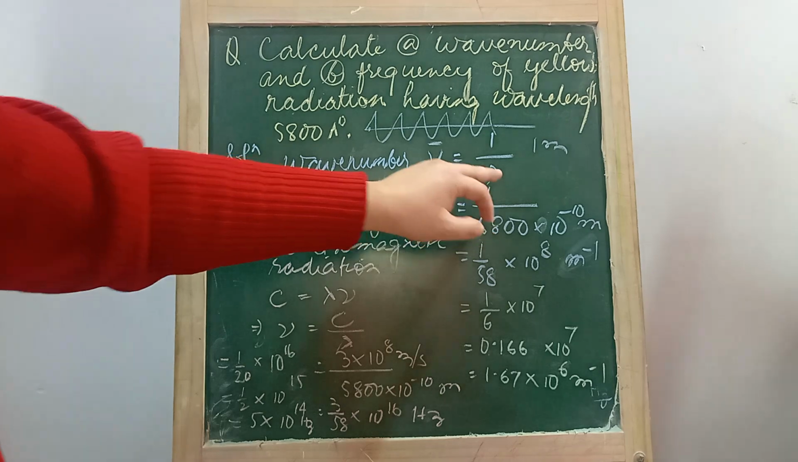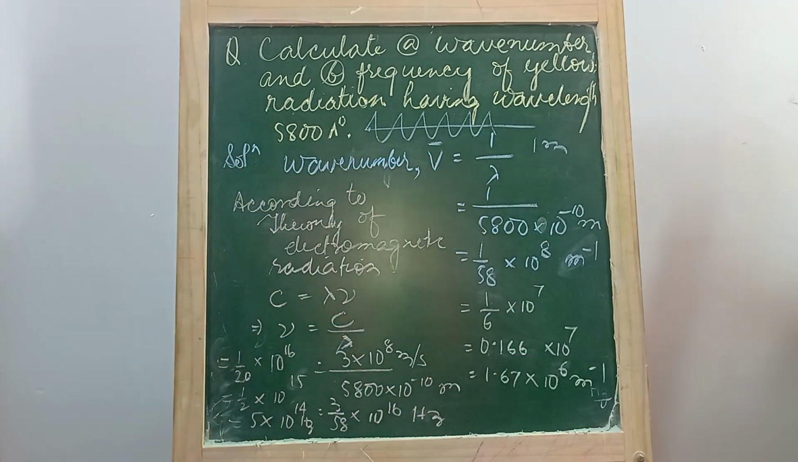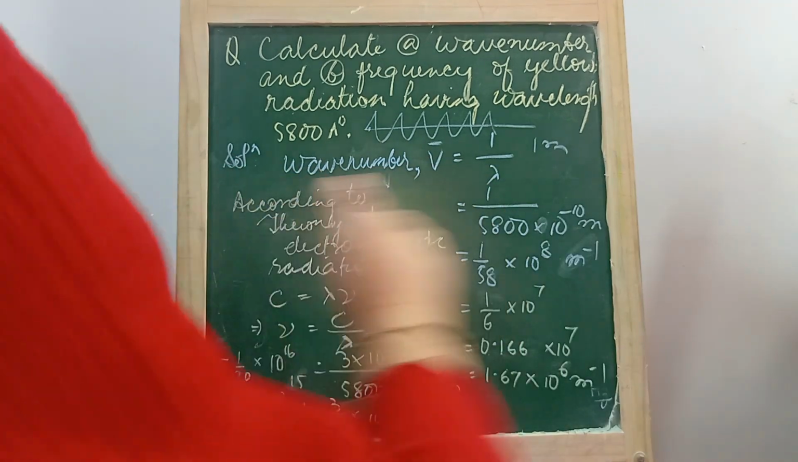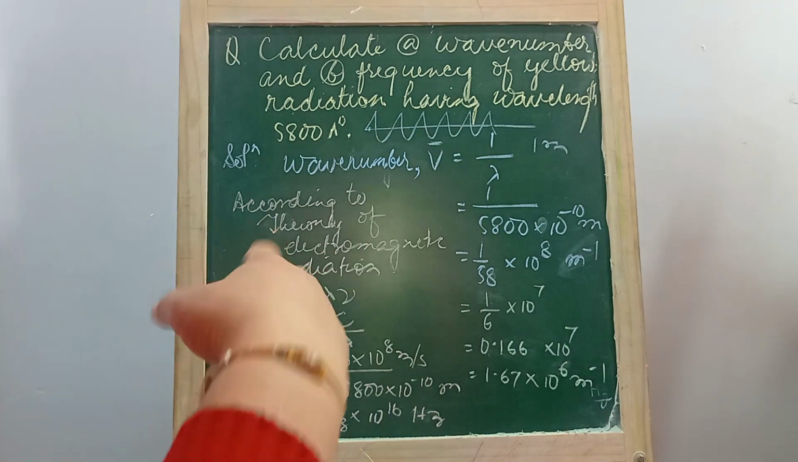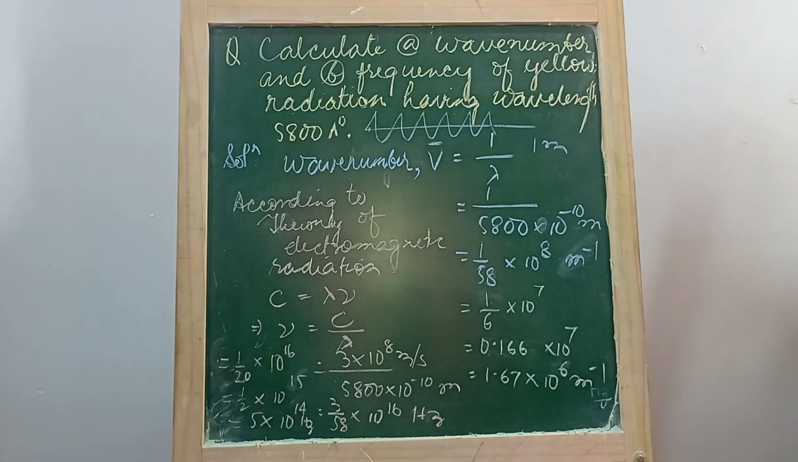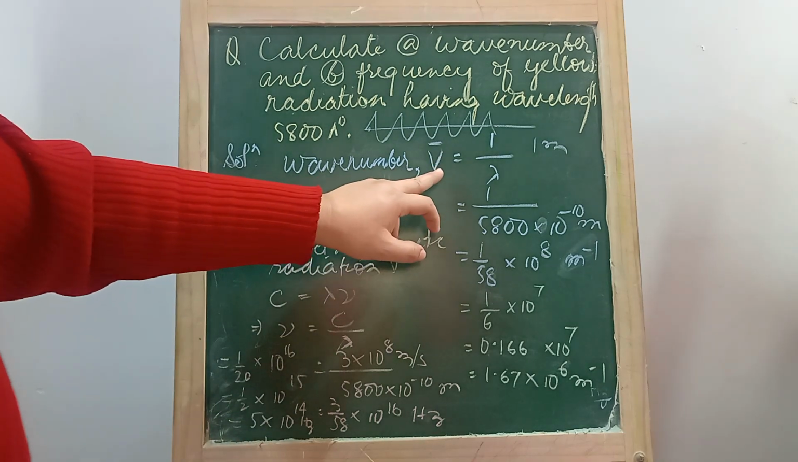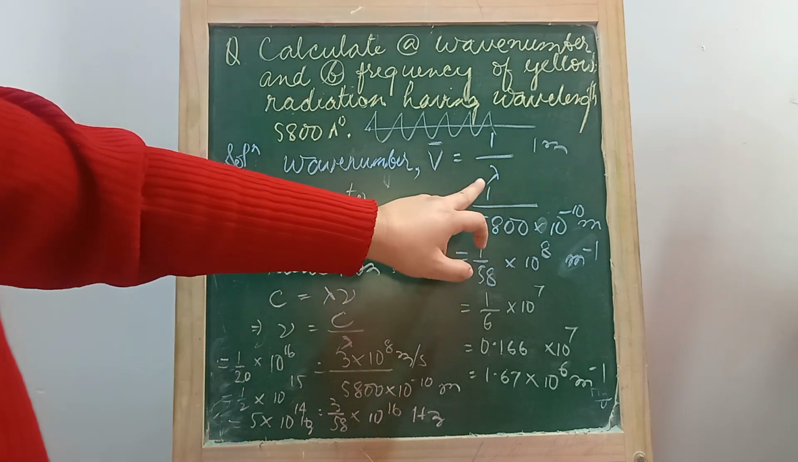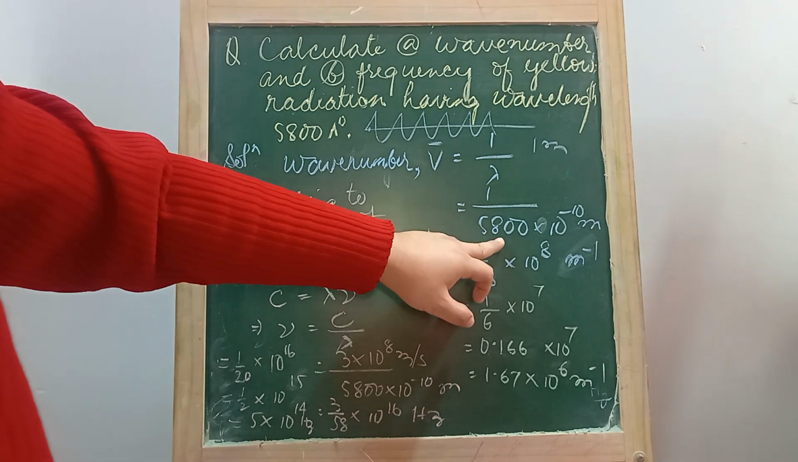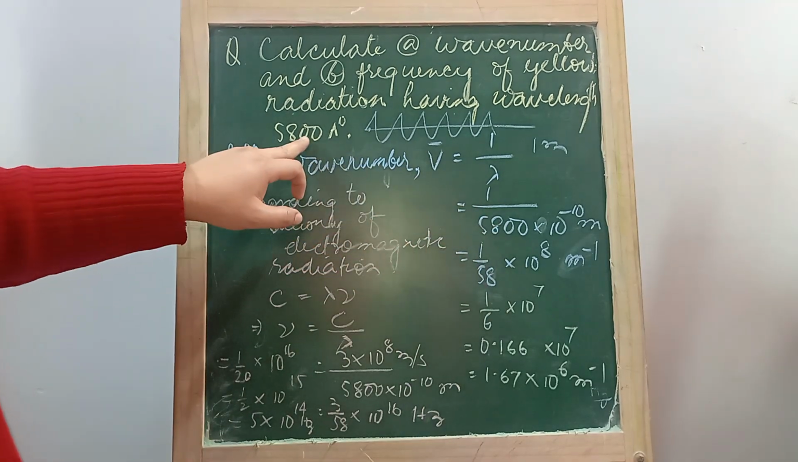The smaller the wavelength, the greater the wave number. The bigger the wavelength, the smaller the wave number will be. So how will you calculate wave number? You divide 1 by the wavelength. Wavelength is how much?